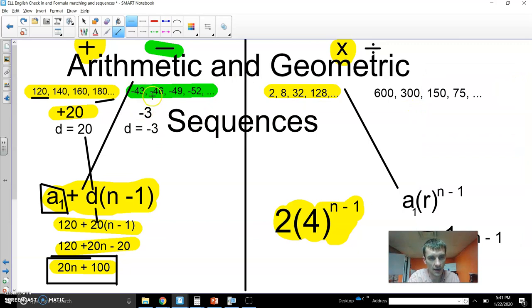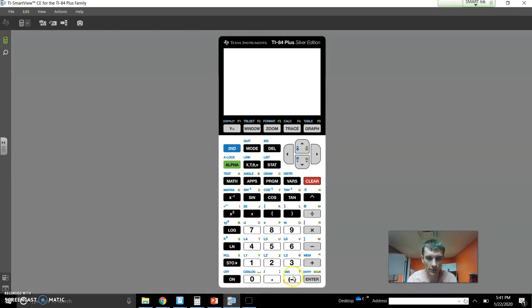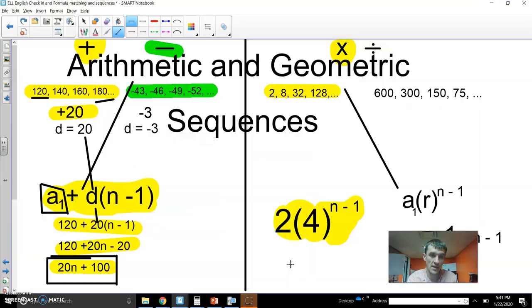And when you're looking at maybe this other one that's arithmetic, it's kind of more difficult, but negative 46 minus 43, you want to take that second number and subtract that first number. That gives us a common difference of negative 3. And so that would be used instead when you were to plug in to the formula.